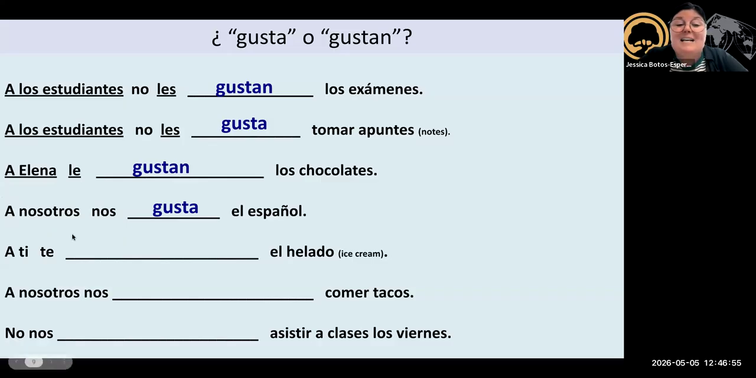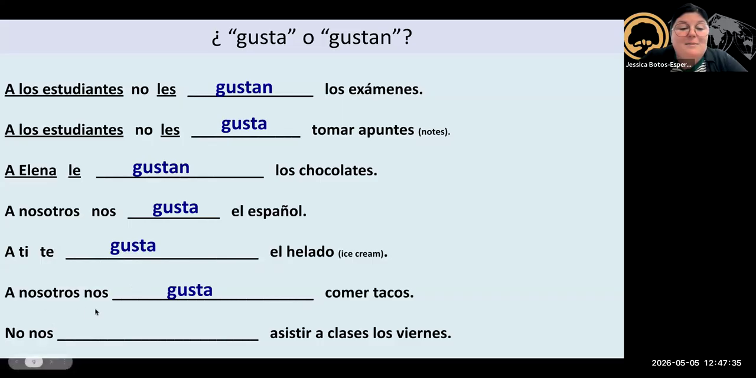Next sentence. A ti te gusta el helado. You like ice cream. Who doesn't like ice cream, right? Here we chose gusta because el helado es singular. And once again, we can leave off the a ti because we know that te is referring to you. So the a ti is optional. Next sentence. A nosotros nos gusta comer tacos. We like to eat tacos. Here we chose gusta because it's followed immediately by a verb, the verb comer, meaning to eat.